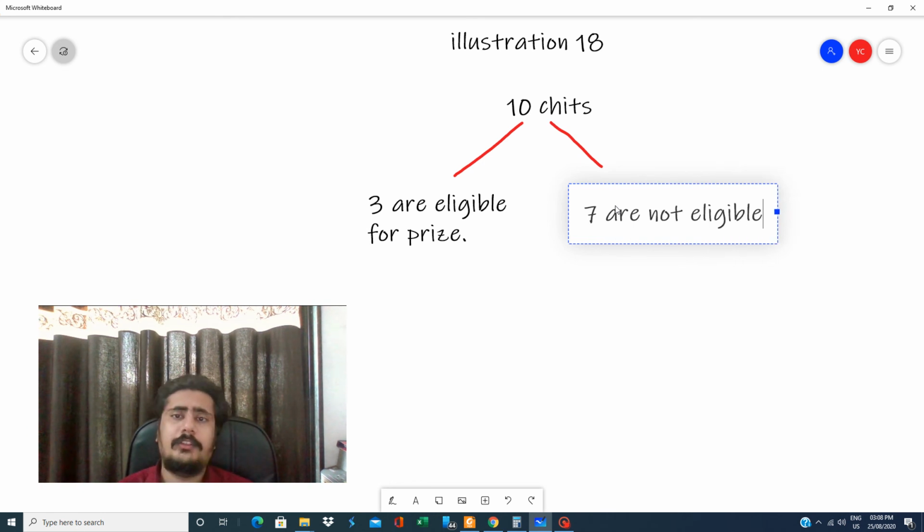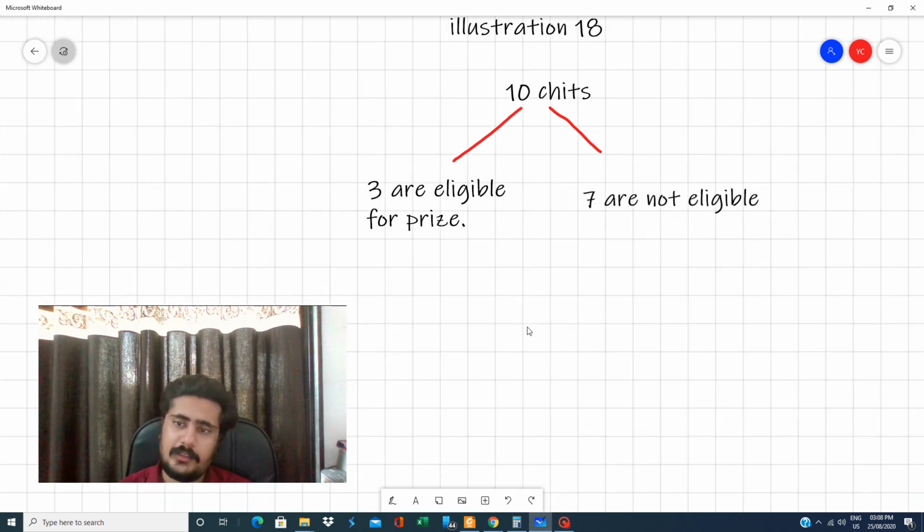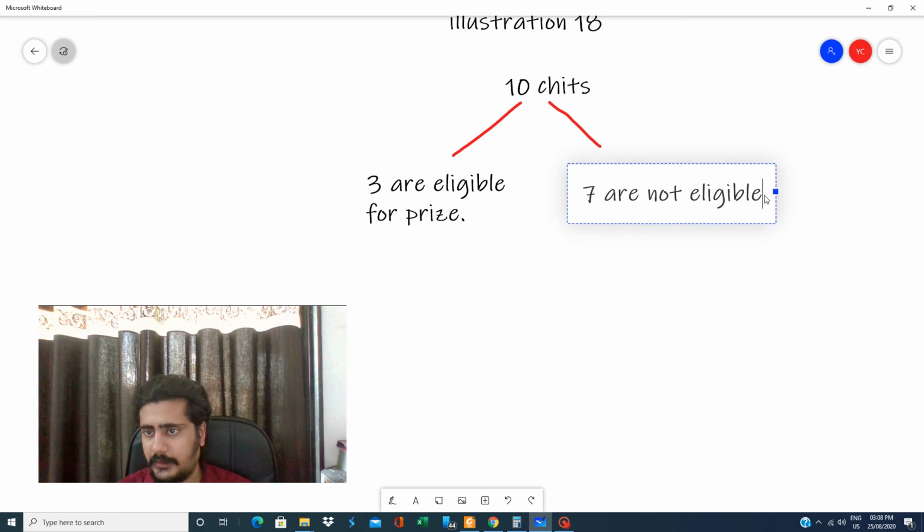Now if from 10 chits, 3 are eligible for prize, that means 7 are not eligible for prize. Okay.